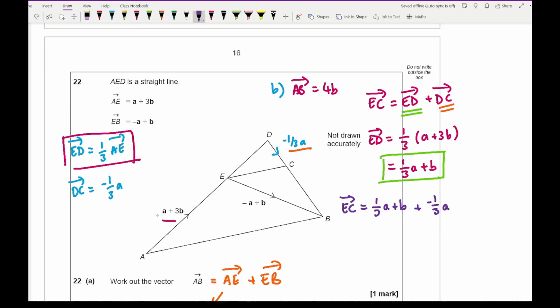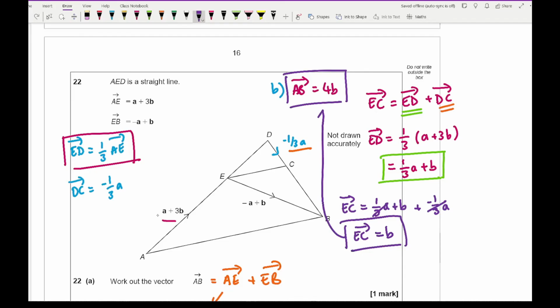And then as you can see from here, that's going to cancel with that, so I'm just left with EC equals B. So then what I want to do is compare, how do I get from this to this? Well then, as EC equals AB, we then know that EC is parallel to AB. And there we go.